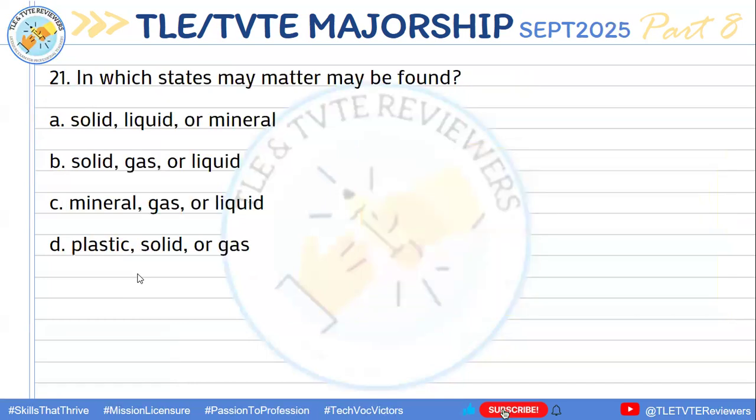Number 21, in which states may matter be found? A. solid, liquid, or mineral. B. solid, gas, or liquid. C. mineral, gas, or liquid. Or letter D. plastic, solid, or gas.